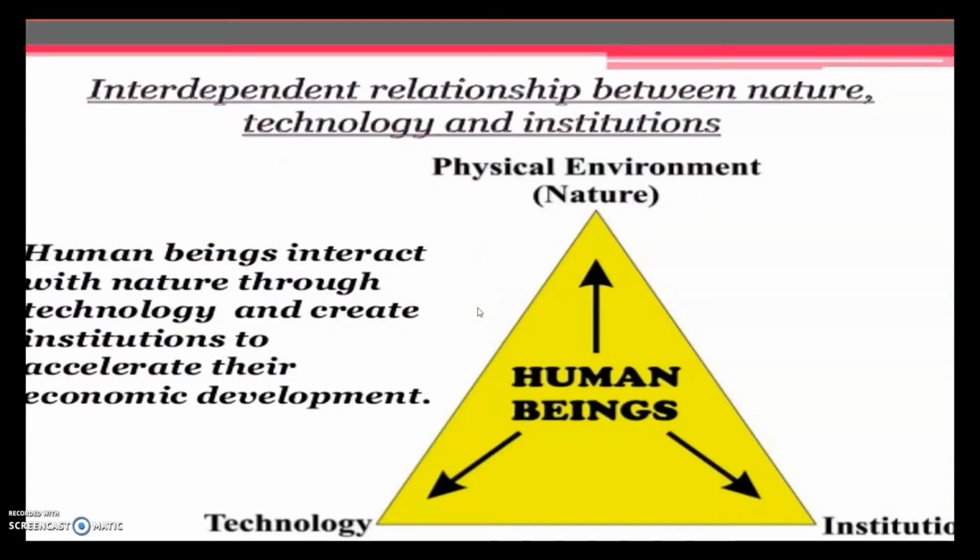Children, there is an interdependent relationship between nature, technology, and institutions. This can be illustrated with the help of this diagram. Physical environment, that means nature, then technology, then institutions. So human beings interact with nature through technology and create institutions to accelerate their economic development.